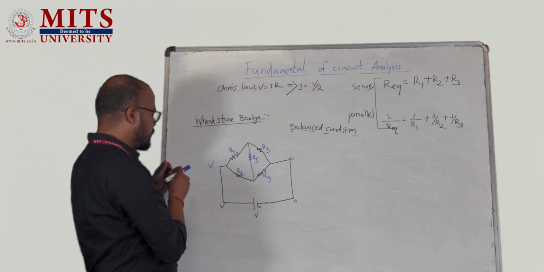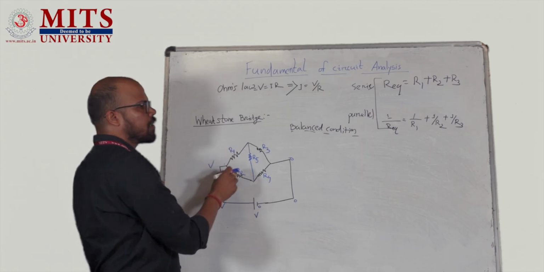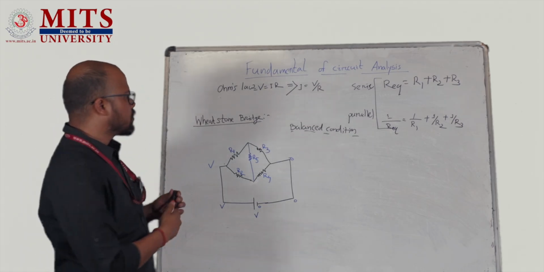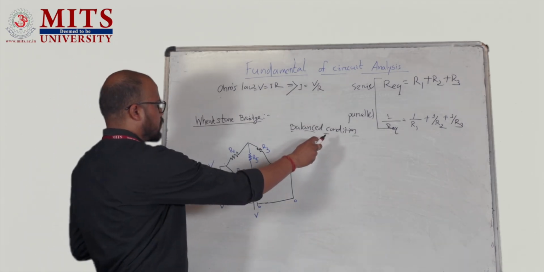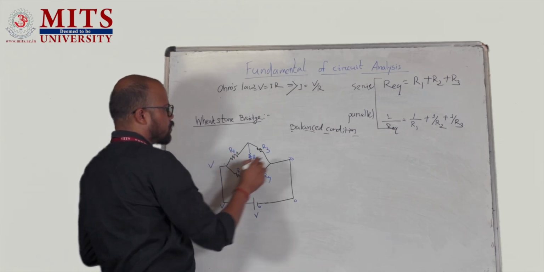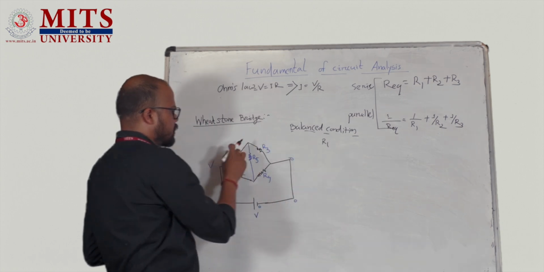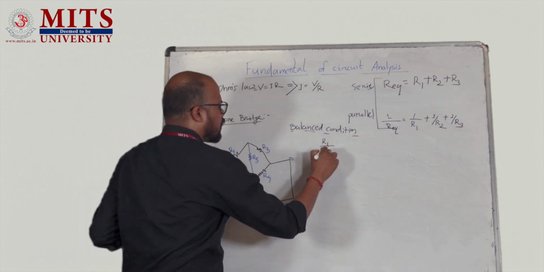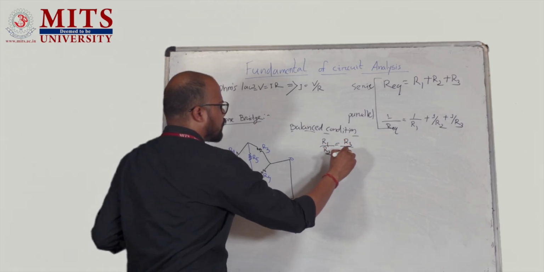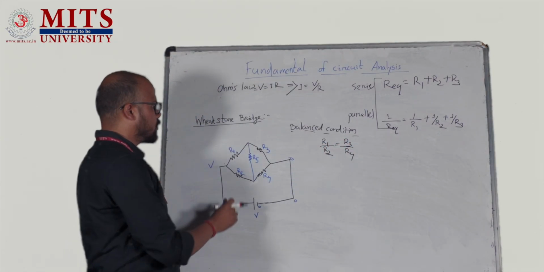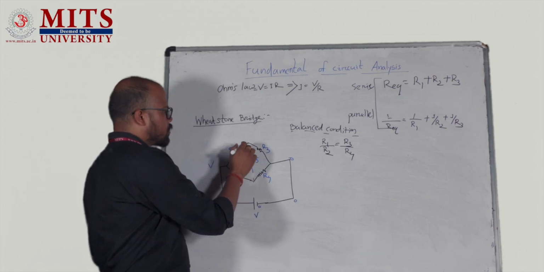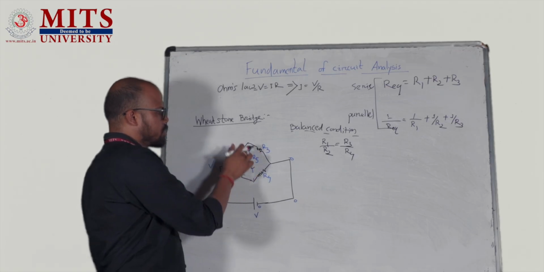Now in this case, if you see carefully, this is neither in series nor in parallel, so it is difficult to solve such circuits. So what the Wheatstone bridge balance condition tells us is that when the ratio between the resistances R1 and R2 is equal to the ratio of R3 and R4, in such cases we can neglect this resistance R5. Why? Because no current will flow through the resistor R5.